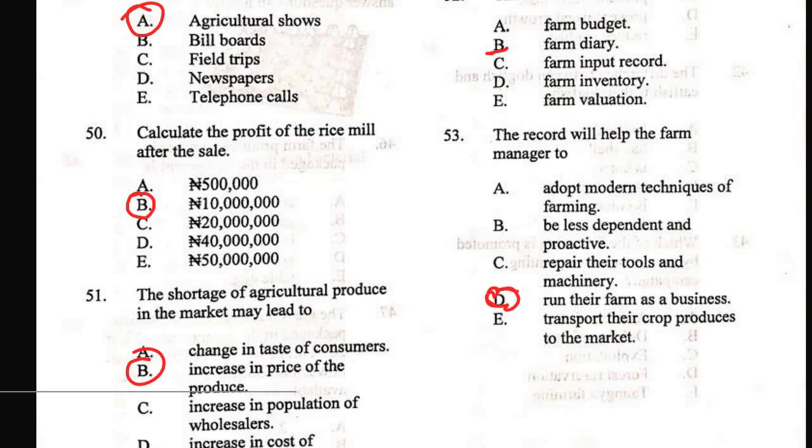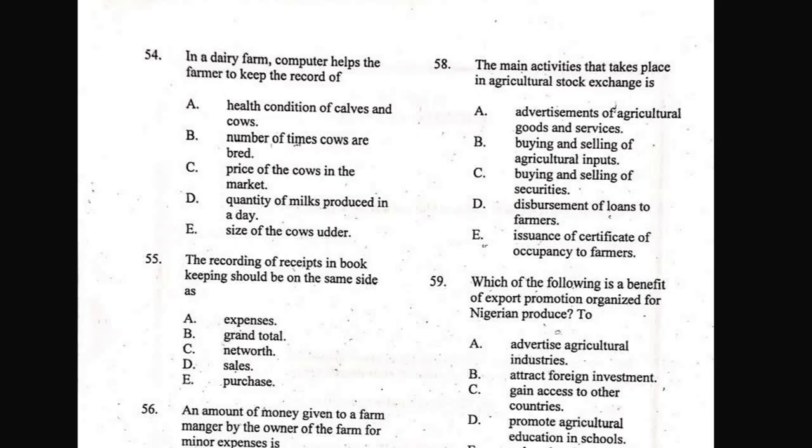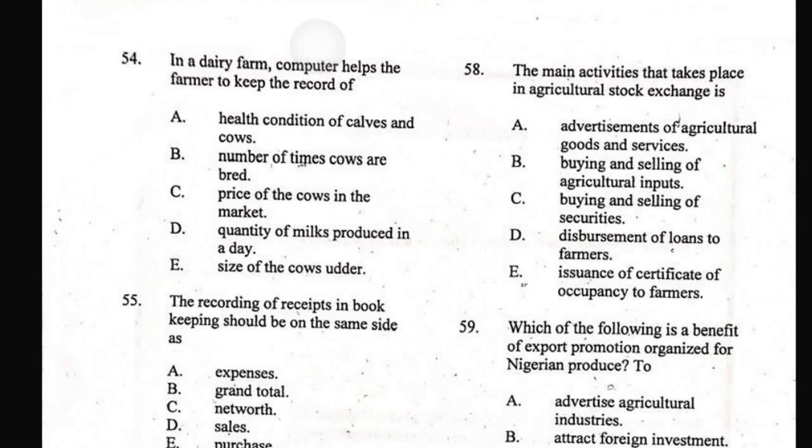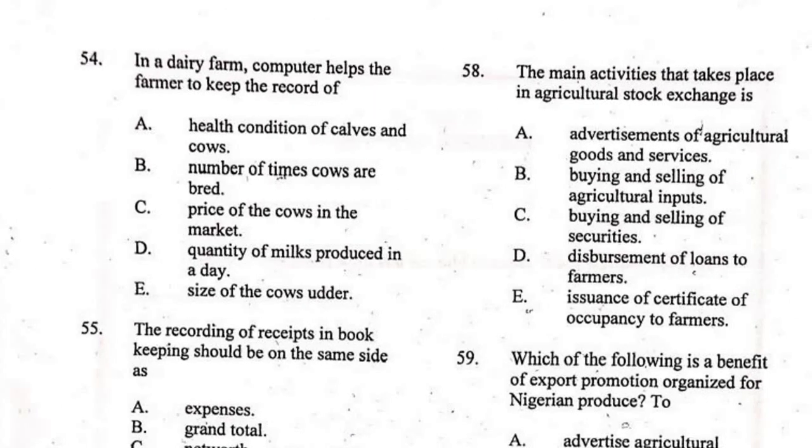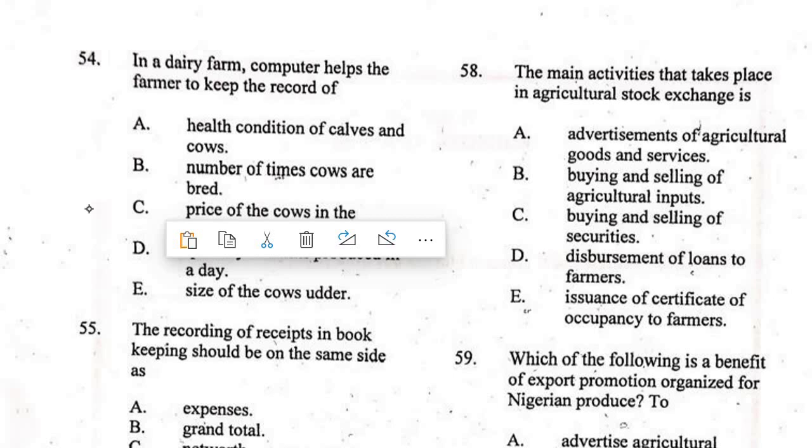We are almost done. No, it's 60 questions. Question 54 says, in a dairy farm, computer helps the farmer to keep the record of A, health condition of calves and cows. B, number of times cows are bred. C, price of the cows in the market. D, quantity of milk produced in a day. E, size of the cow's udder. Now the right answer is D.